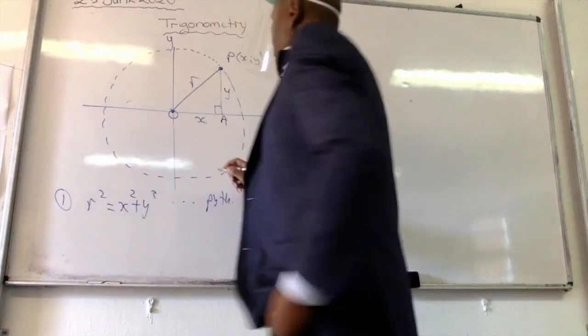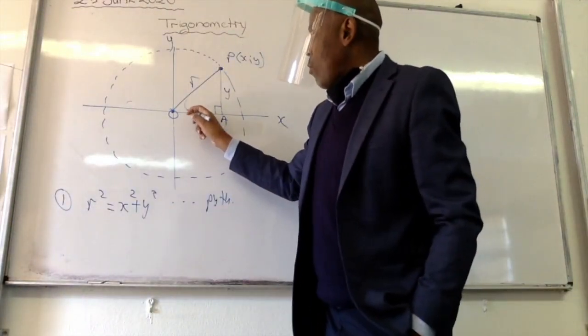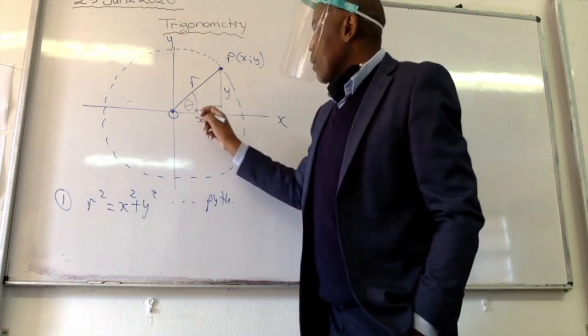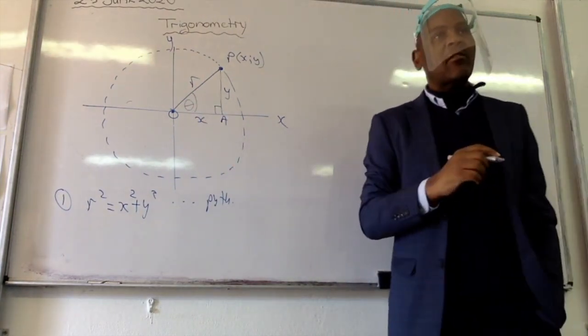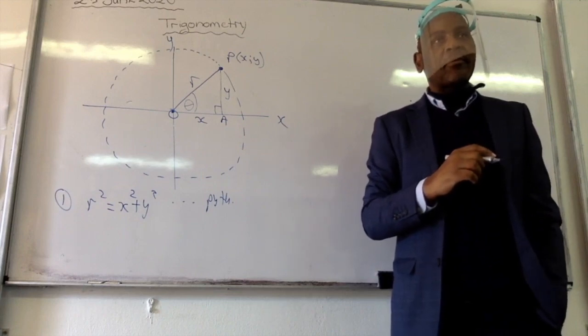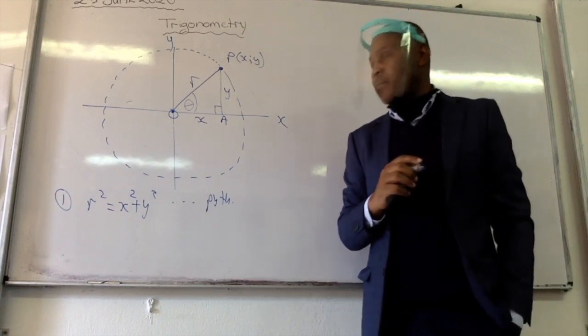Then I want us to assume that the angle that is formed between the line OP and the x-axis is theta. So that angle there is theta.